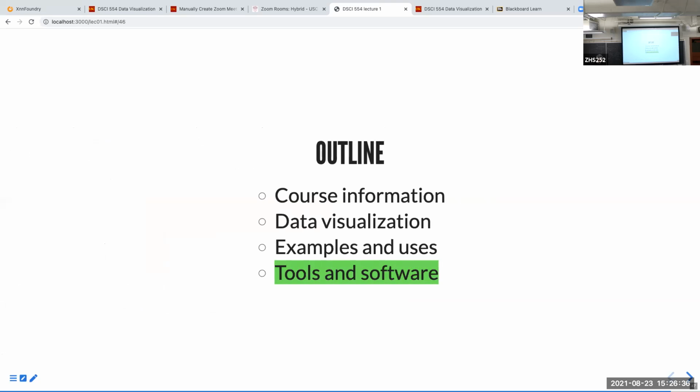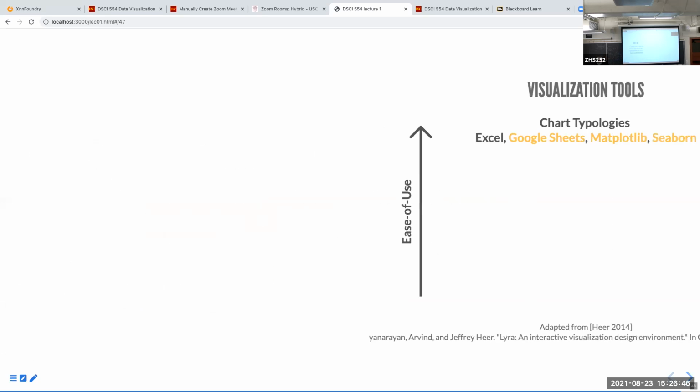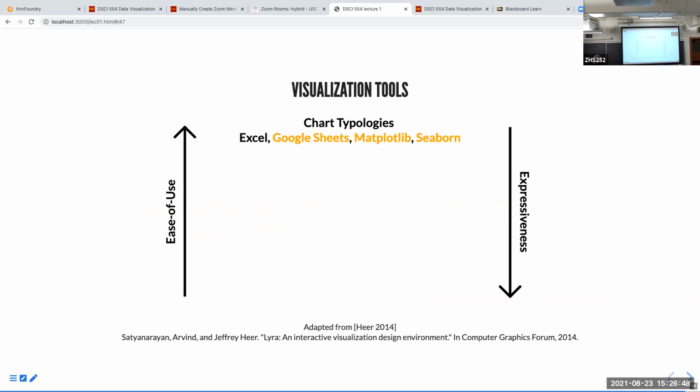And I think that's it for the quiz part. I guess what's most interesting now is the tools and software. This is a little overview of all the tools that we'll look at during the course.